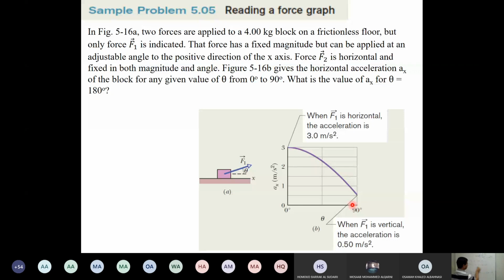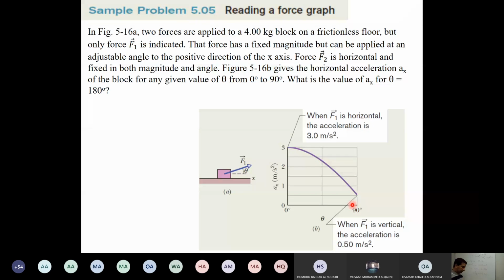Okay, let me clean this. It will be 10 cosine 180 plus 2 Newton equal to 4 times AX. So you see the negative sign, instead of negative 2, it is here. So it is going to be negative 10. Okay, negative 10 plus 2 is minus 8, and divide by 4, it is going to give us AX equal to minus 2 meters per second squared. So that is going to be the answer.